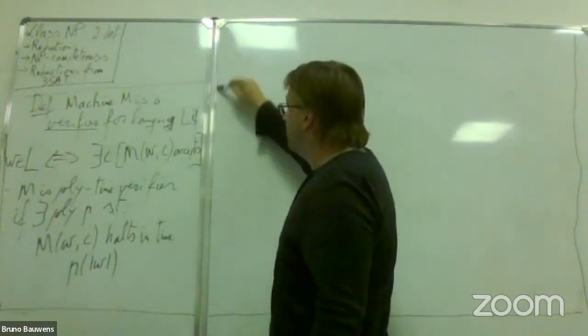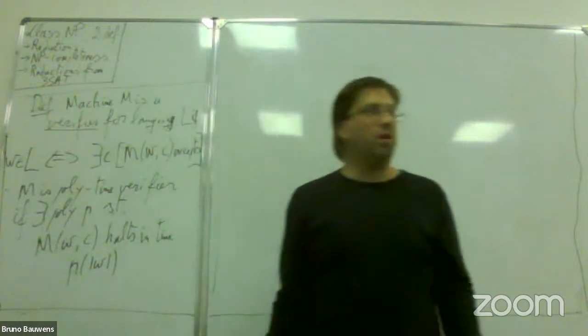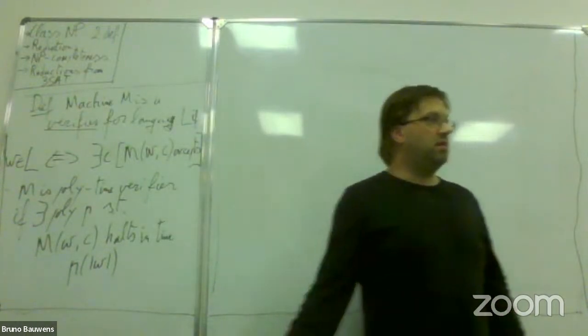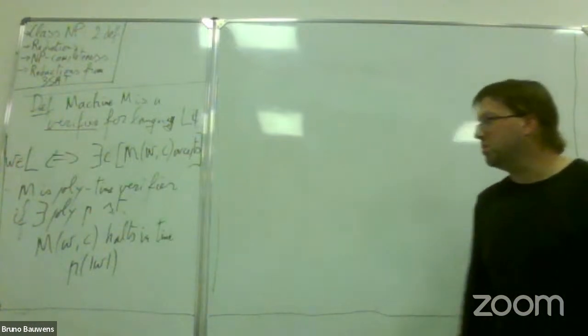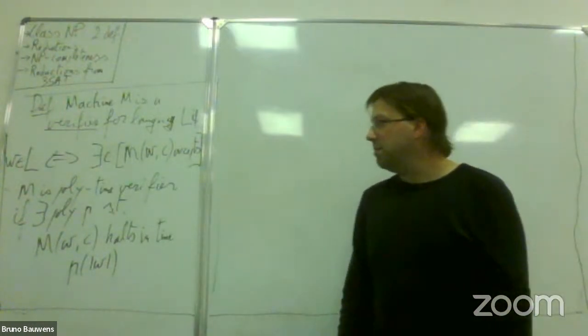So our verifier for the Hamiltonian cycle problem runs in linear time, or quadratic time if one takes a Turing machine or whatever. So in polynomial time.